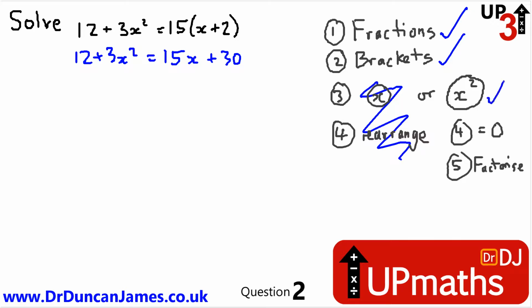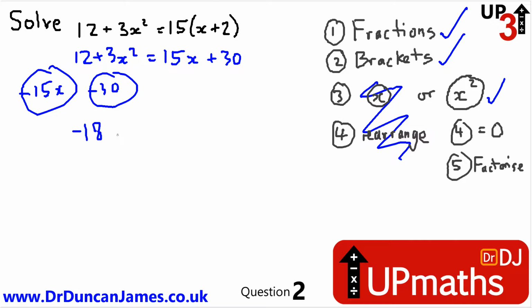So we'll make it equal to 0. I'd like the x squared term to be positive, so I'm going to move the things that are on the right hand side. So I'm minus 5x from both sides, and I'm going to minus 30 from both sides. I'm going to be risky, and do both things at once. 12 minus 30 is minus 18, so that's minus 18. The 3x squared just sits there. Minus 15x equals 0.